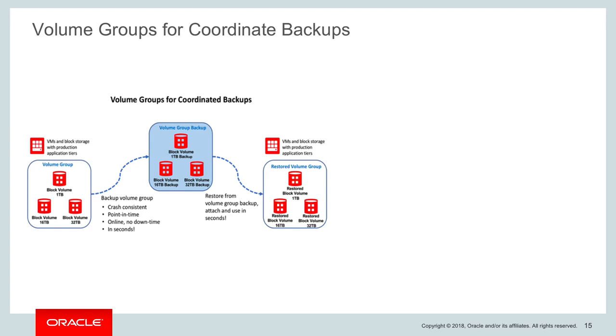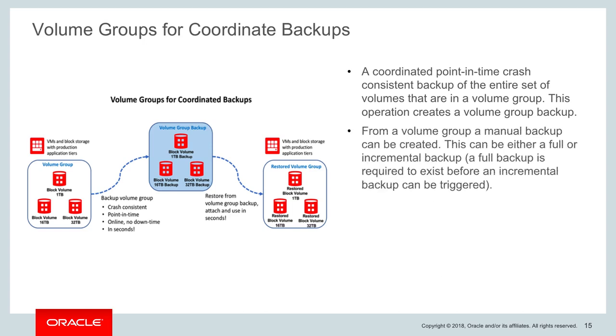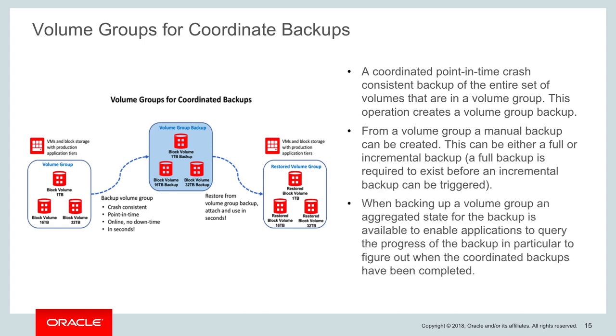Then I'm going to create a volume group backup, right? So when you're creating a volume group backup, you can do that like a manual backup. You can create a full or incremental backup, and then you can restore that volume group backup. And when you restore, you can associate that to a new instance if you want, or to the same instance as well, right? So that will create the crash consistent point in time backup. So there is no downtime required.